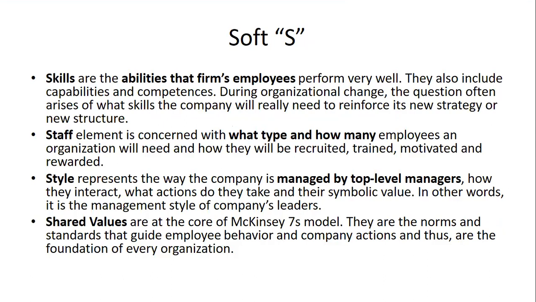Then when we talk about the soft S factors, skills are the ability of the employees to perform well. Staff talks about what type and how many employees are recruited, trained, motivated, or rewarded. Style is how the top level managers manage the business with their uniqueness or management style. Values, in the McKinsey 7S model, are the norms and standards with respect to the behavior of employees and company actions, which are the foundation of all organizations.